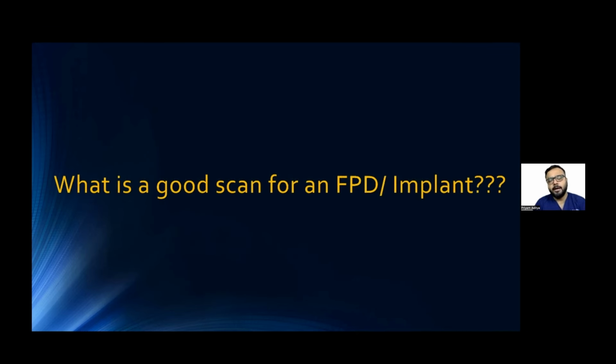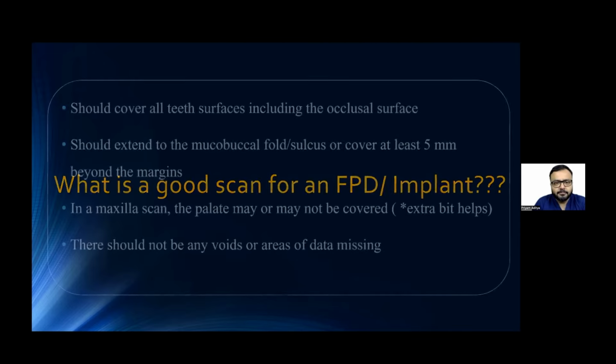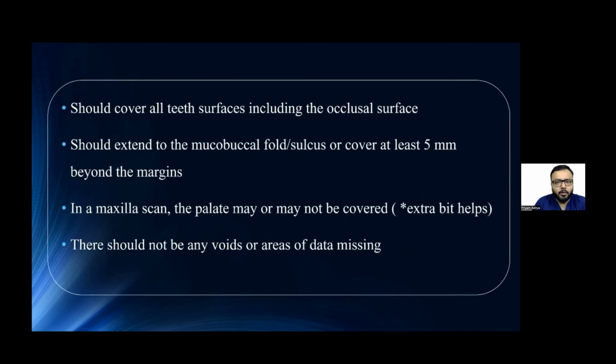Taking from the same points, I thought of building my own so-called criteria for a good scan. Let's see how it goes. A good scan should cover all teeth surfaces, including the occlusal surfaces and interproximal surfaces. It should extend to the sulcus or the mucobuccal fold, or at least cover 5 millimeters beyond the margins. Whether it's an emergence profile margin or your tooth preparation margin, you should cover at least 5 millimeters beyond the margin so that you can develop the emergence profile in the prosthesis.